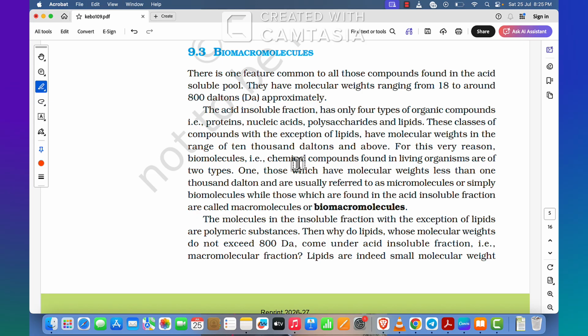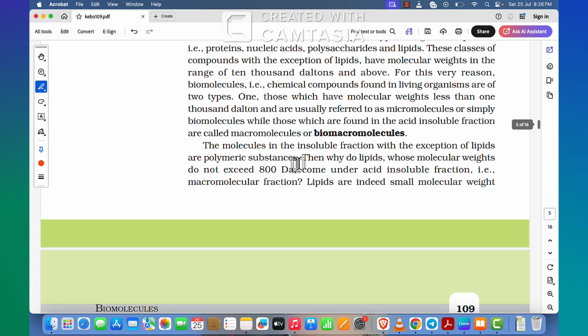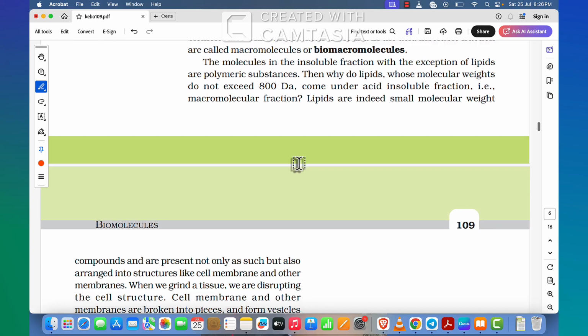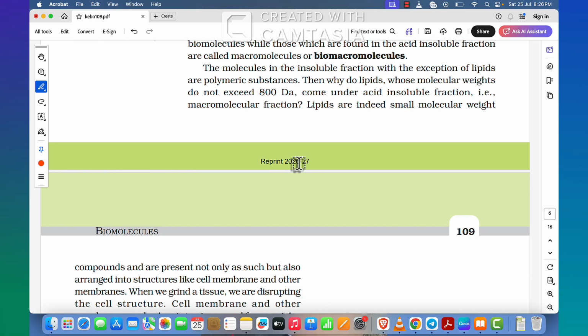For this very reason, biomolecules, that is the chemical compounds found in living organisms, are of two types. One, those which have molecular weight less than 1000 dalton and are usually referred to as micromolecules or simply biomolecules, while those that are found in the acid-insoluble fraction are called macromolecules or biomacromolecules. The molecules in the insoluble fraction, with the exception of lipids, are polymeric substances.